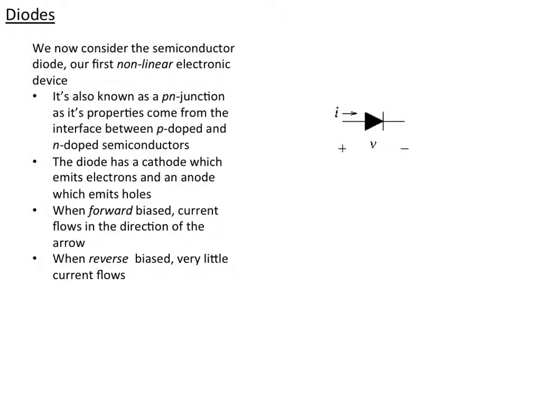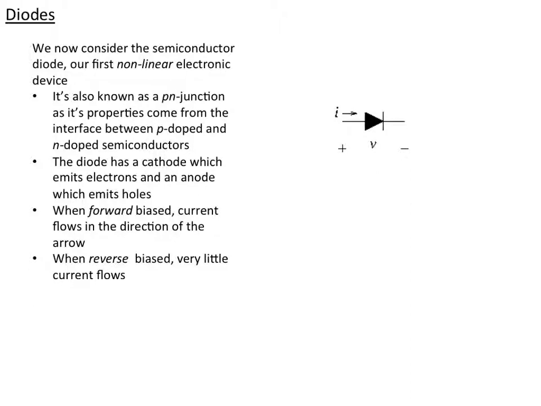because it comes from combining two bits of semiconductor, one of which is p-doped and one of which is n-doped, and the interface between those two regions gives the diode its property. The diode has a cathode, given by the line here, which emits electrons, and an anode which emits holes, or has little gaps for electrons, which is what we mean by holes. This is the anode, this is the cathode, and so the current, if it flows, will flow this way.